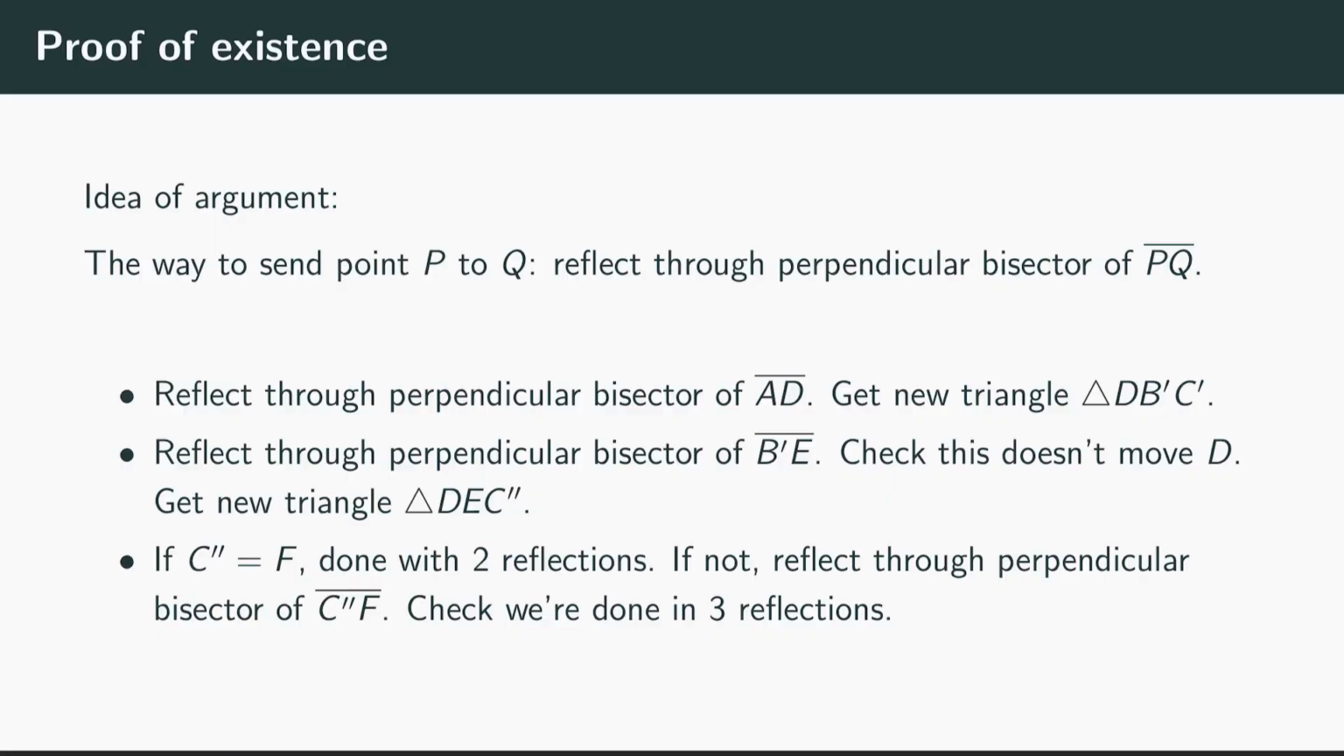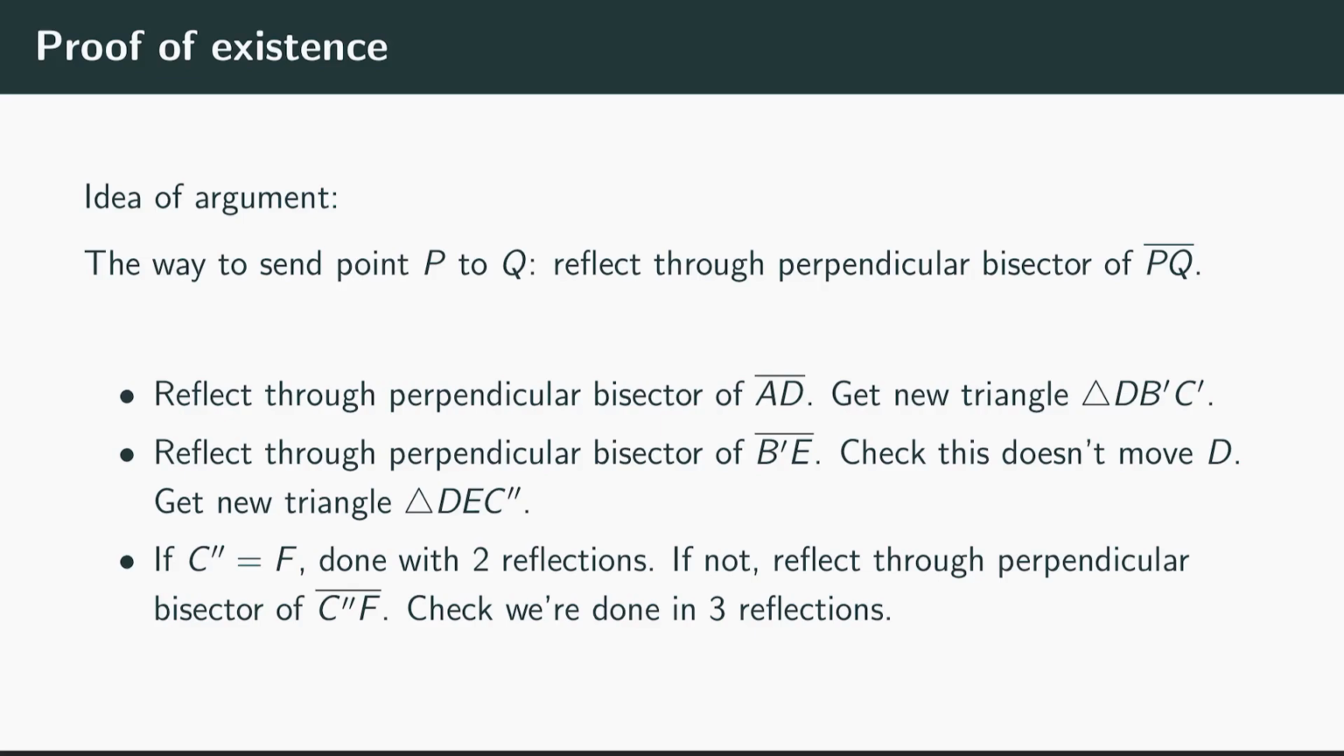And the idea is we're going to systematically move the vertices of ABC onto the vertices of DEF, and we're going to do it through up to 3 reflections. We'll skip those that are not necessary, but the worst case scenario will be 3 reflections. Right, so the first step is we reflect through the perpendicular bisector of AD. That's going to send A to D, and then it's going to move B and C to new points, whatever they are. And so I'm going to call them B prime, C prime, the result of that first reflection.